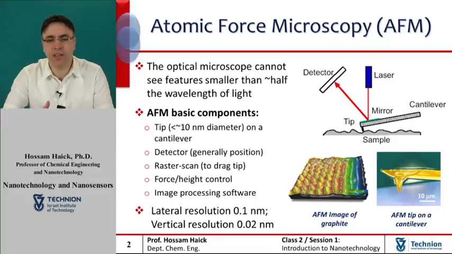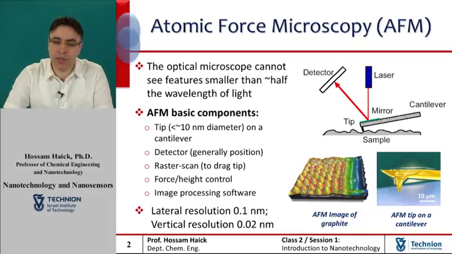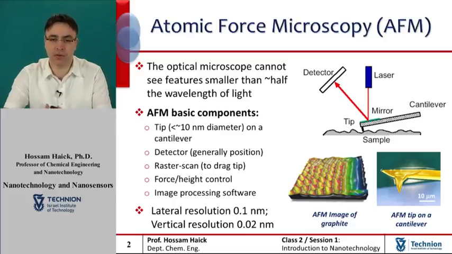Typically, the deflection is measured using a laser spot reflected from the top surface of the cantilever into an array of photodiodes. Usually, the sample is mounted on a piezoelectric tube that can move the sample in the Z direction for maintaining a constant force. On the other hand, the X and Y directions are used for scanning the sample.